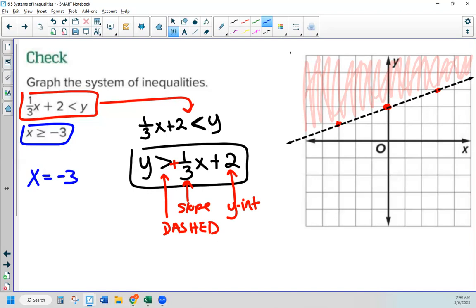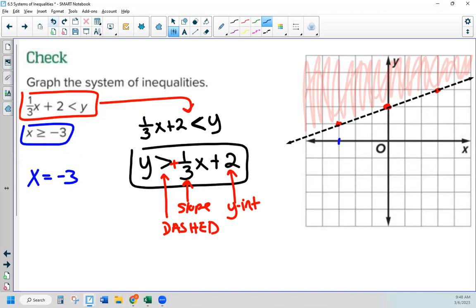X is equal to -3. If you were to graph it as a line, it means that you go to where your x is -3. That's where you go to. X is -3. So 1, 2, 3 to the left. That's -3. And now what you do is think about it. What line can you possibly draw where x is always -3?